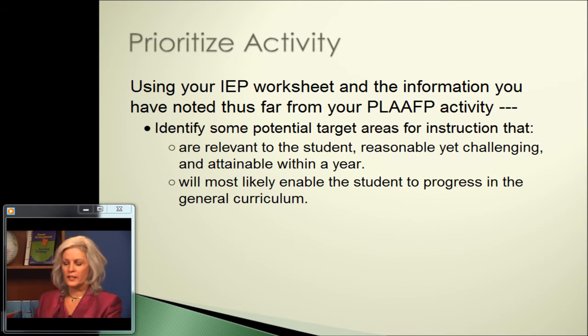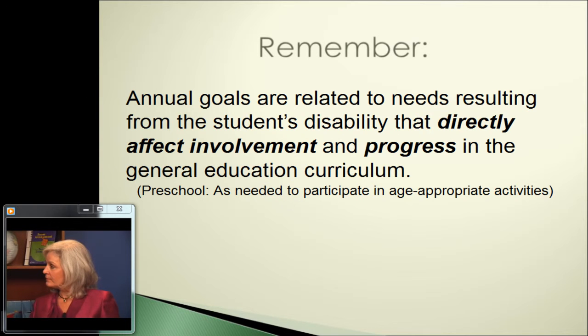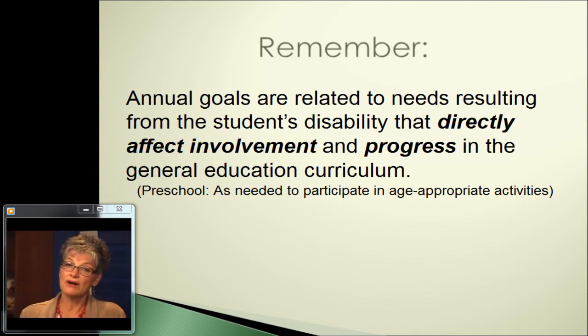Let's shift gears now, Carol, and talk for just a moment about goals and goal statements. Before we get into the technical aspects of goals, because there are some very specific technical criteria in terms of writing goals, I just want to make sure that we remember annual goals are related to the needs that result from the student's disability that directly affect involvement and progress in the general education curriculum. So that's our basis, that's what we're starting from.